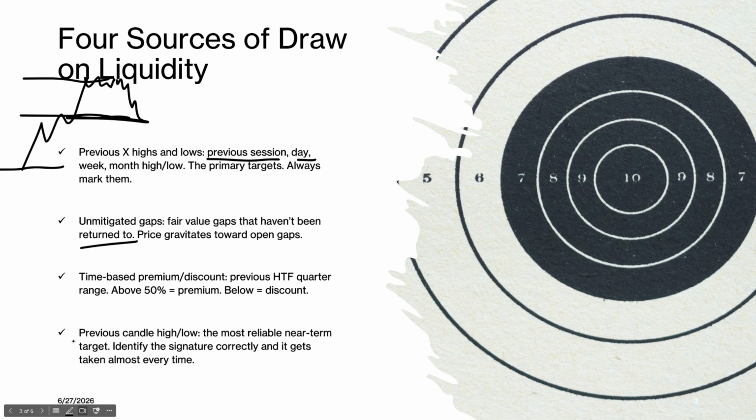Lastly, previous candle high or low. It could be daily, monthly, session high or low, wherever your liquidity is resting, or even London, Asia, etc. This is the most reliable near-term target. Identify it correctly and it gets taken almost every time.